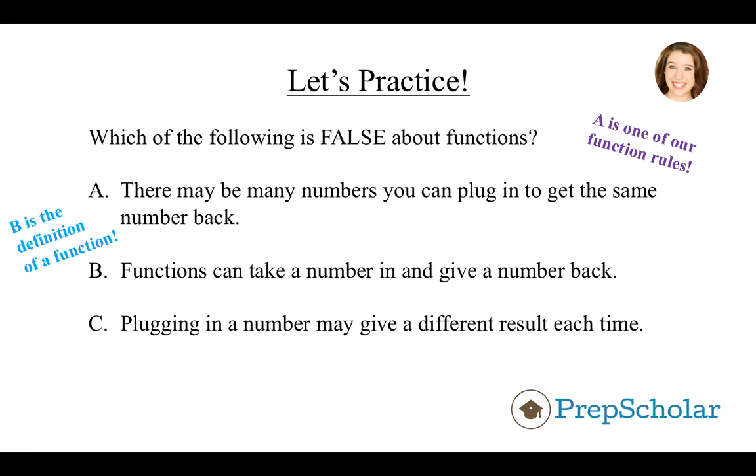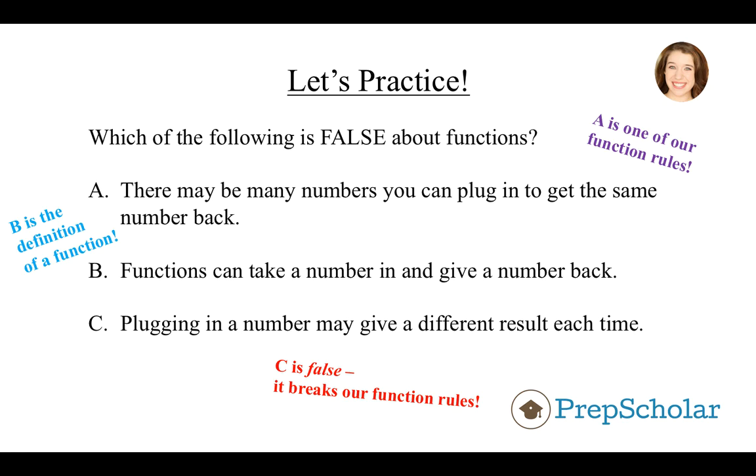What about C? Plugging in a number may give a different result each time. Nope, C is false. It breaks our function rules. We need to know with functions, just like with vending machines, that when we put in a number, we are going to get the same result every single time, so that the rules of the machine are being followed and it functions correctly. Pun intended.